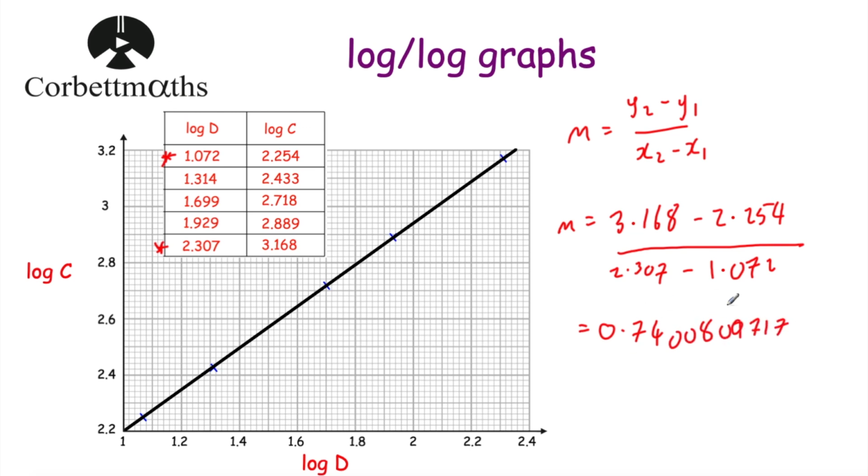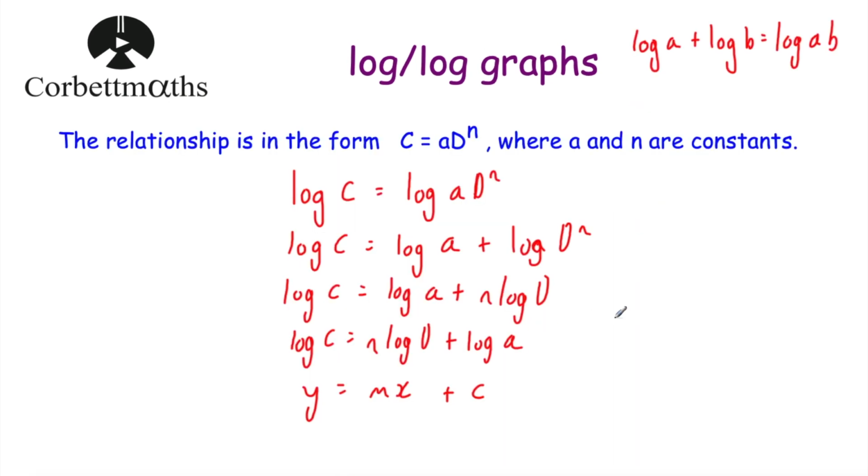We get 0.7400809717. I'm going to round this to 2 decimal places, so that'll be equal to 0.74. So the gradient of this line is 0.74. That's fantastic. We found the gradient of the line, m, is equal to 0.74, so that means that n is equal to 0.74. We've now found the value of n.